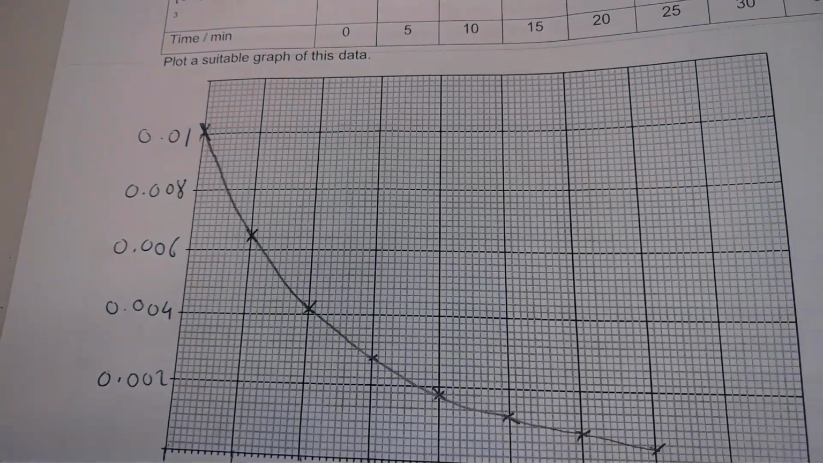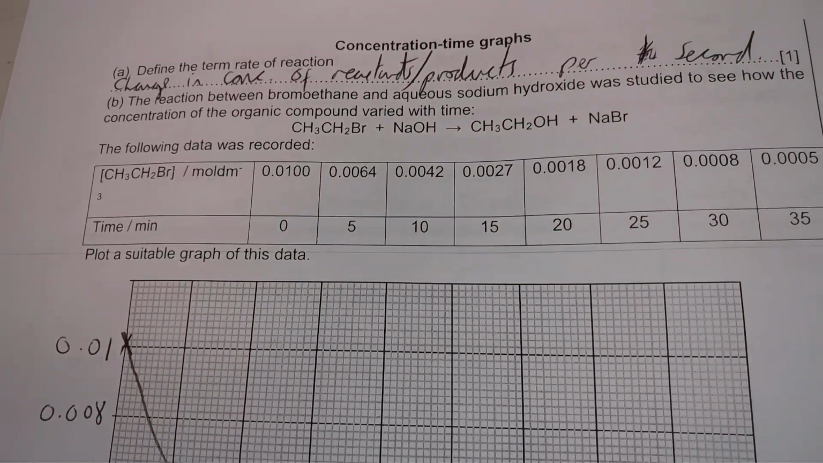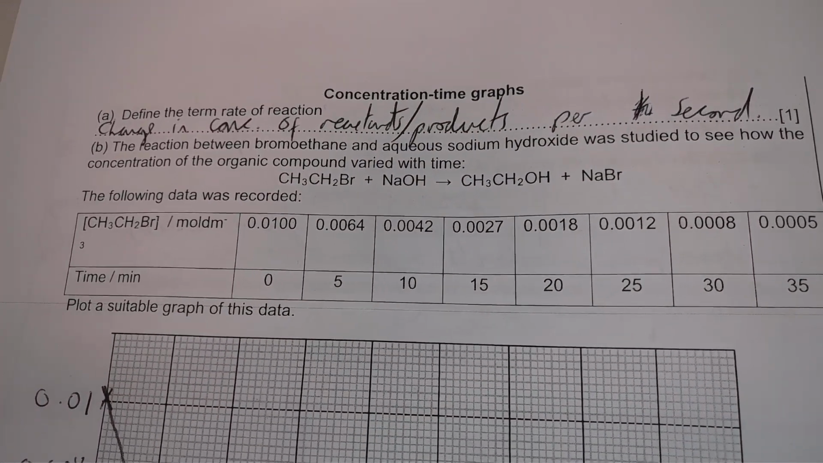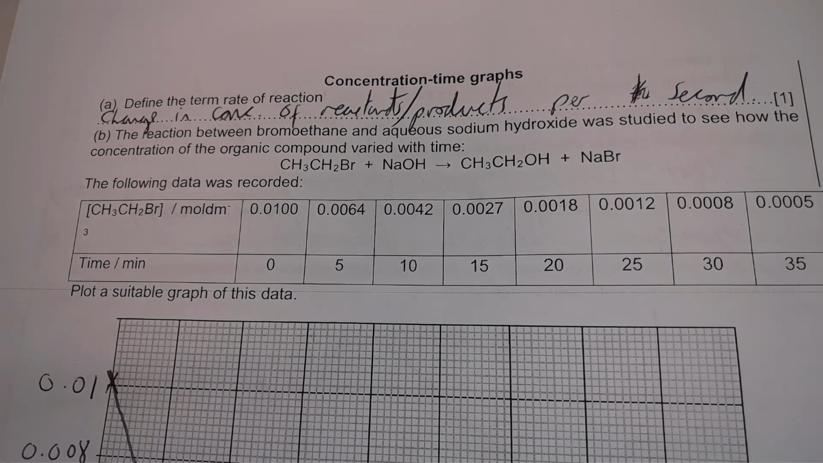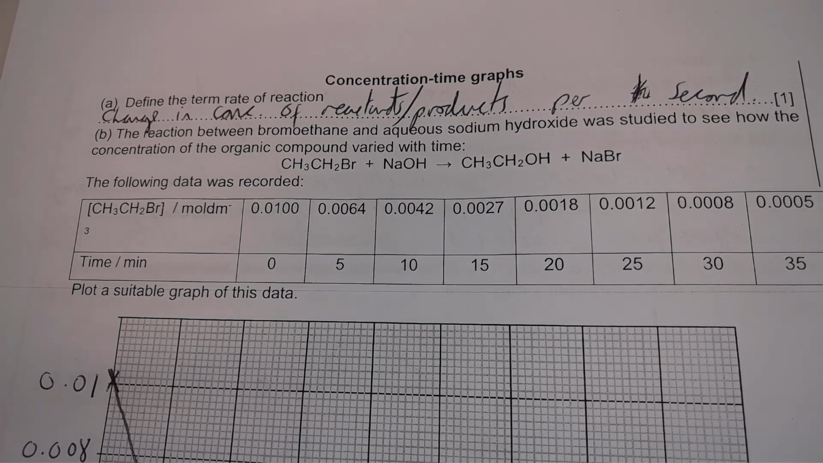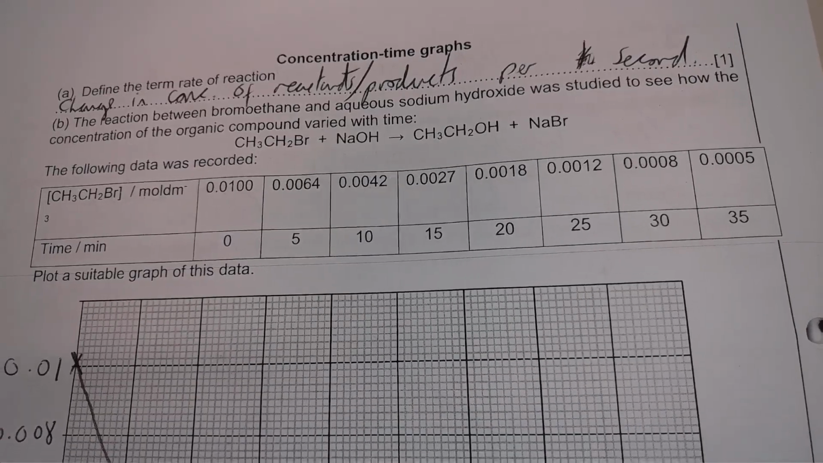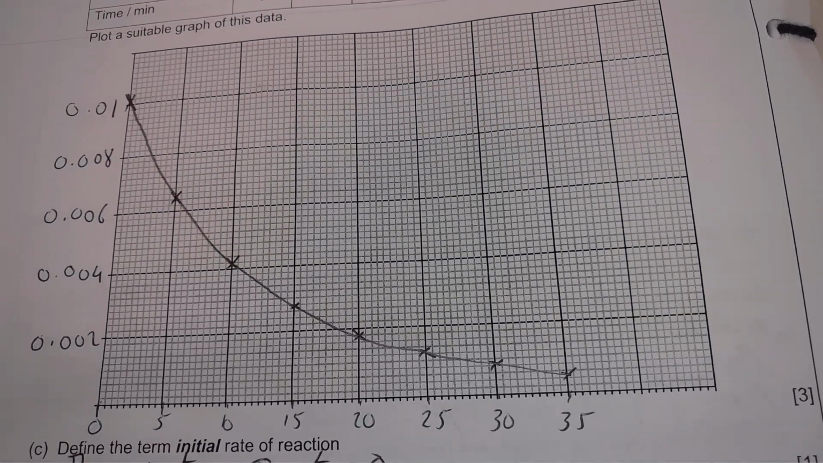Over the page. Define the term rate of reaction. It's the change in concentration of reactants and products per second, or per unit of time, to be more general. And so I've plotted that graph like so.